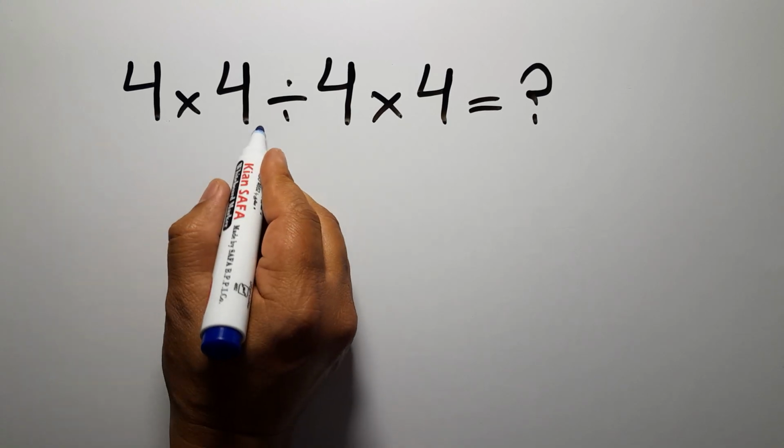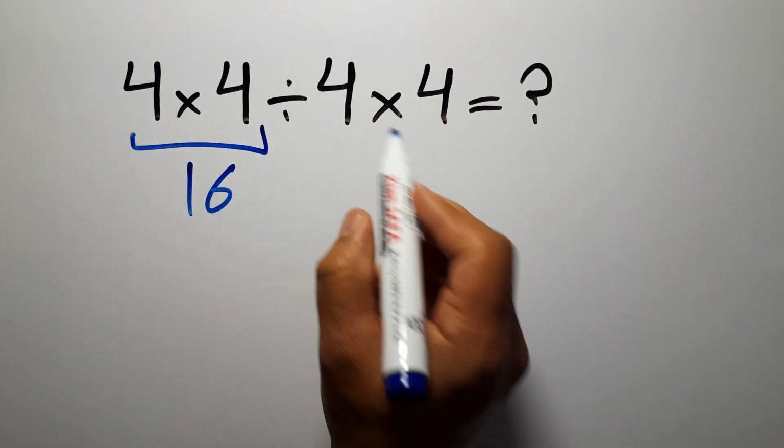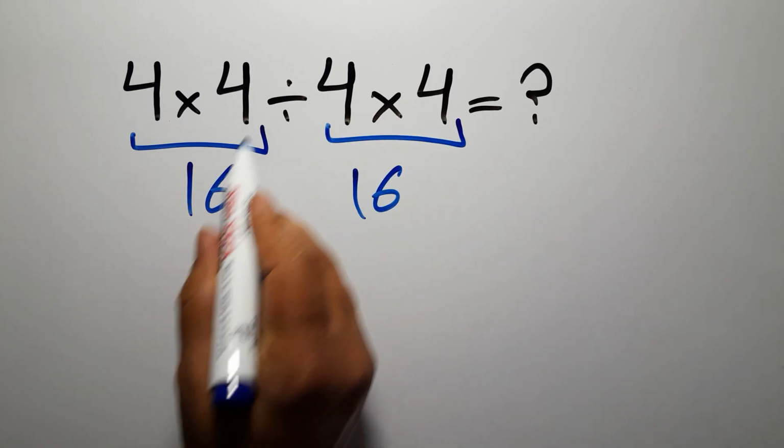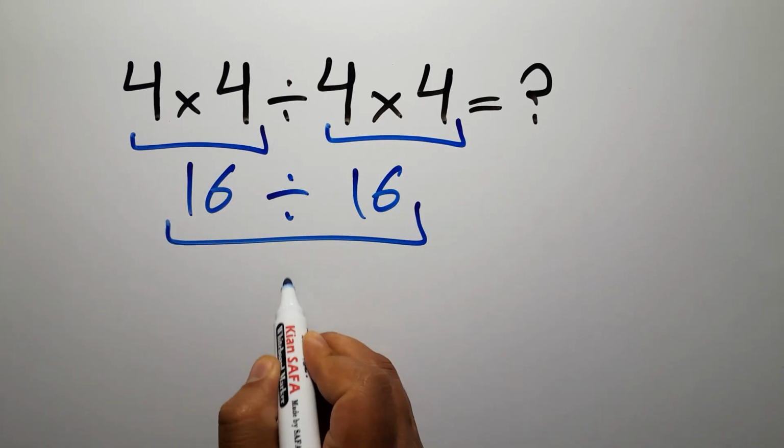4 times 4 gives us 16. And here again we have 4 times 4, which equals 16. So 16 divided by 16 is just 1.